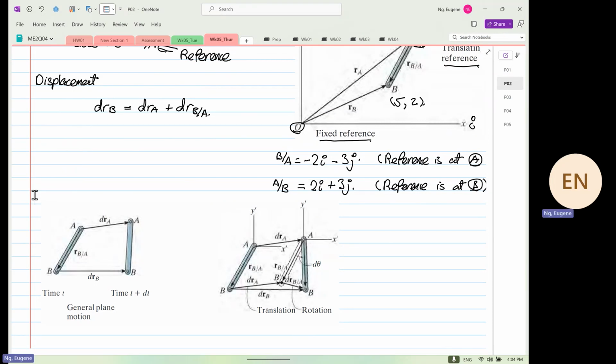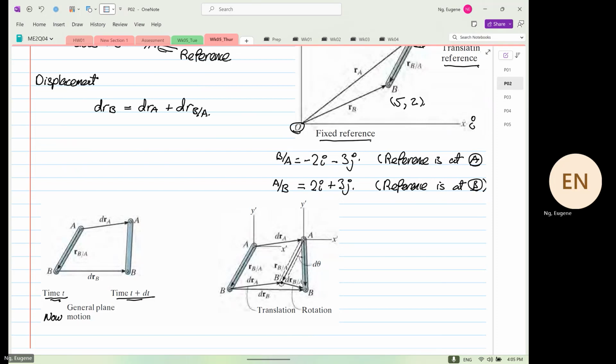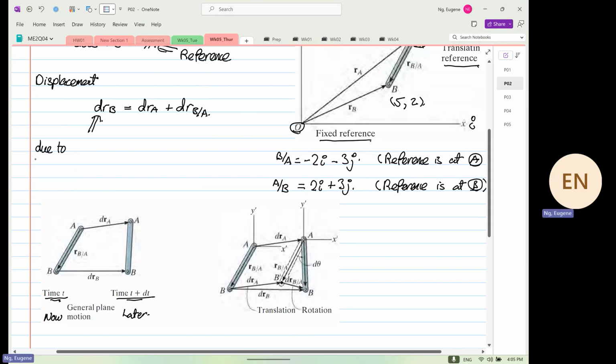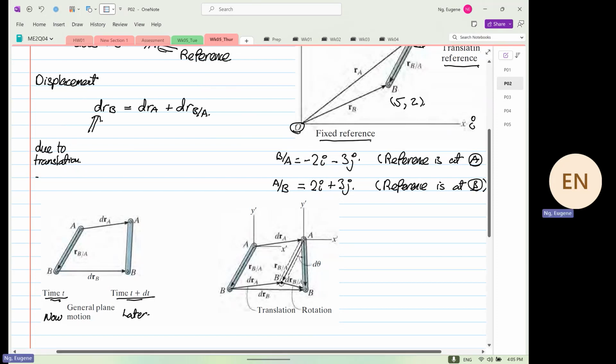So what you see over here, right? When B, right? So this is, I want you to focus, this is at time t, right? And this is time t plus dt, dθ. Okay, so this is now. And then what you see over here is later. Okay. So RB down here, the first term you see it down here. Okay. Now this is due to translation and rotation.